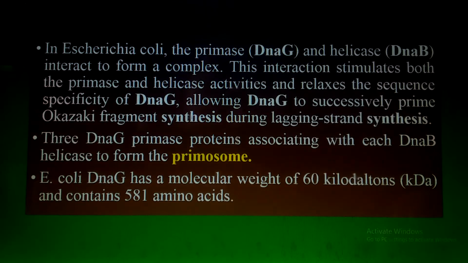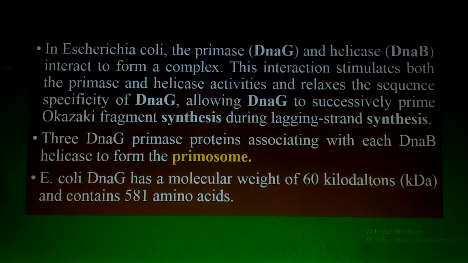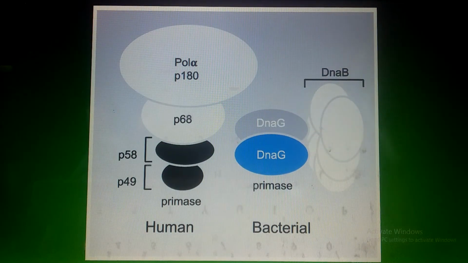Okay. This interaction stimulates both the primase and helicase activities and relaxes the sequence specificity of the DnaG, allowing DnaG to successfully prime Okazaki fragment synthesis during lagging strand synthesis. 3 DnaG primase proteins associate with each DnaB helicase to form the primosome. Now DnaG and DnaB form the structure which is known as the primosome, which I have shown you here. This is the primosome structure, a complex structure.